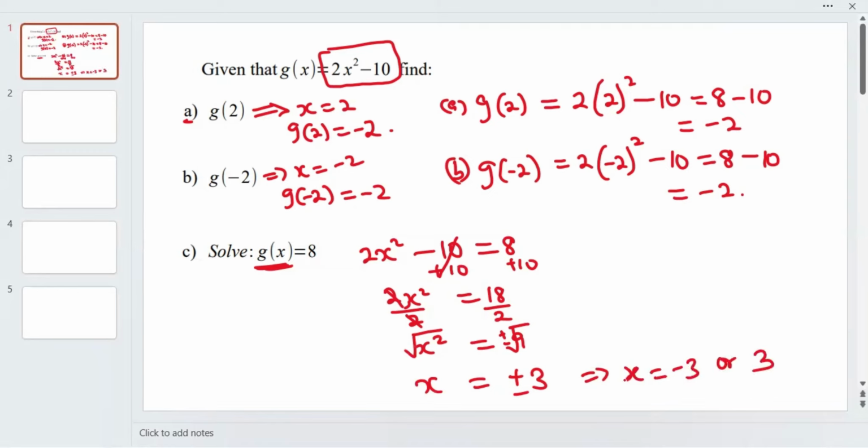And you can confirm it. If we pick minus 3 and substitute it inside the function, minus 3 all squared will give us 9. 9 times 2 is 18. And 18 minus 10 is 8. If you do the same thing to 3, 3 squared is 9. 9 times 2 is 18. And 18 minus 10 is also 8.